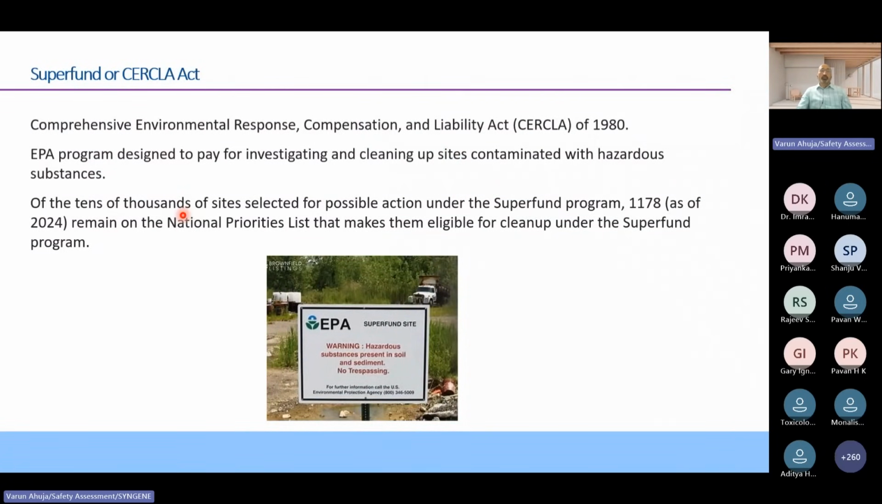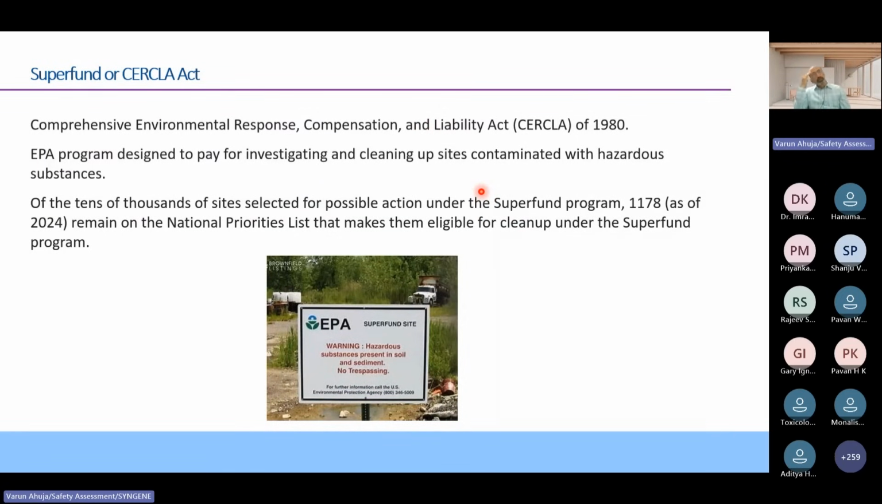Of the tens of thousands, I just gave you examples of two sites. So it was not only two; there were thousands of sites selected for possible action under the Superfund program. As of 2024, there were about 1178 sites which remain on the national priorities list, which makes them eligible for cleanup under the Superfund program. So you just need to know what is Superfund or what is CERCLA. That's all.